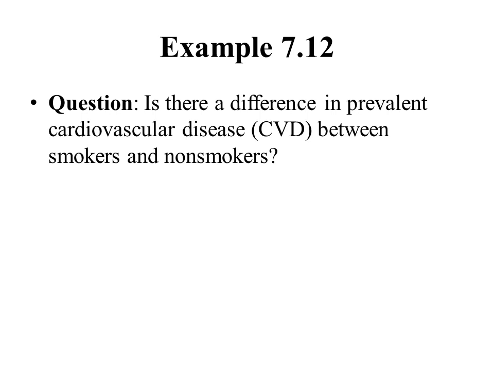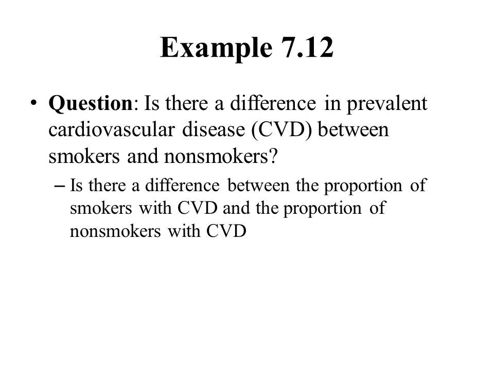So we're going to do just one example in this lesson, and this is example 7.12 from the textbook. The question that we're going to ask is: is there a difference in prevalent cardiovascular disease between smokers and non-smokers? Prevalence is something that we talked about back in Chapter 3. Prevalence is just another word for proportion. And so a different way of stating this question is: is there a difference between the proportion of smokers with cardiovascular disease and the proportion of non-smokers with cardiovascular disease?